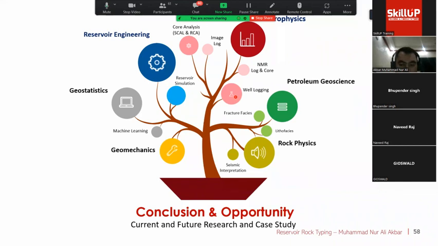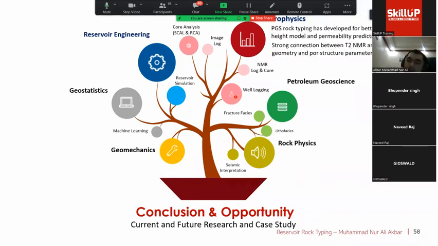This pore geometry, pore structure rock typing is really important for petrophysics, reservoir engineering, petroleum geoscience, rock physics, geostatistics, and geomechanics. PGS rock typing helps develop a better saturation model and permeability predictions, with a strong connection between T2 NMR for pore geometry and pore structure parameters as well.